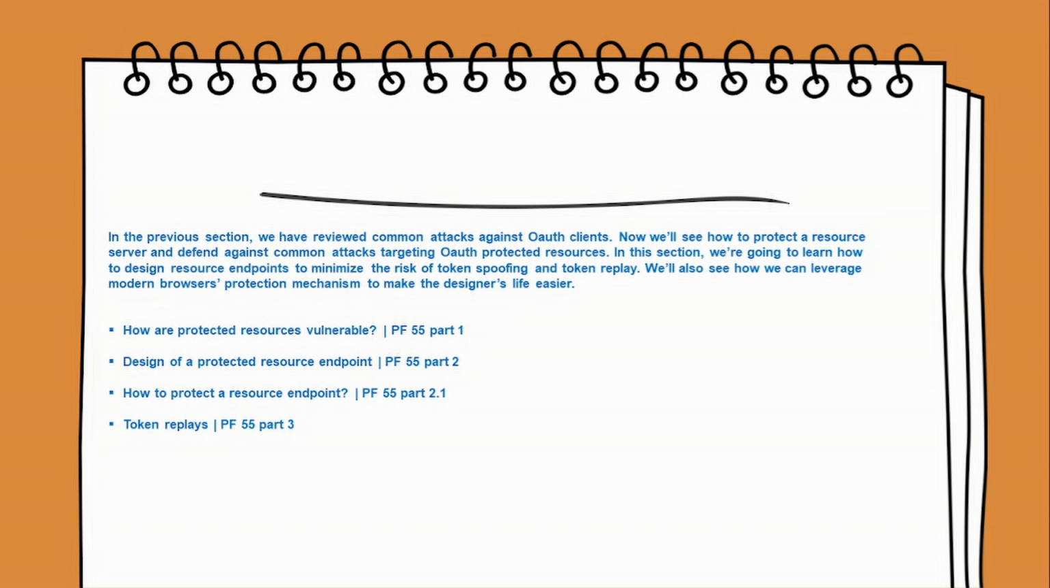In this section, we are just going to talk about four things. First is PF55 part 1, that is how protected resources are vulnerable. Then PF55 part 2, that is the design of a protected resource endpoint. Under PF55 part 2 there is one subpart, 2.1, how to protect a resource endpoint. And then we can discuss token replay. Once we cover all these sections, you'll understand what practical implementation we can do to make our resource free from vulnerability. So let's jump to the next section and discuss part 1.